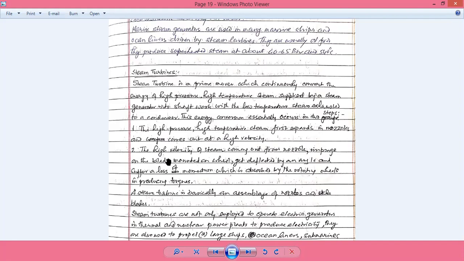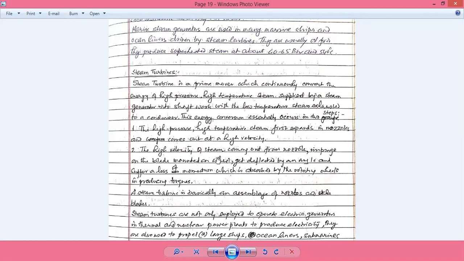This high velocity steam coming out of the nozzle will impinge on the blade mounting wheel. A wheel is carrying a number of blades of specific number, specific orientation and specific profile, over which this high velocity steam will be impinged, and the blade will deflect the steam by an angle. It will suffer a loss of momentum of the impinged steam jet, which is converted into a rotating wheel, producing torque at the output of the wheel.